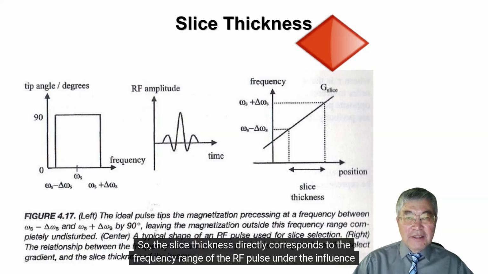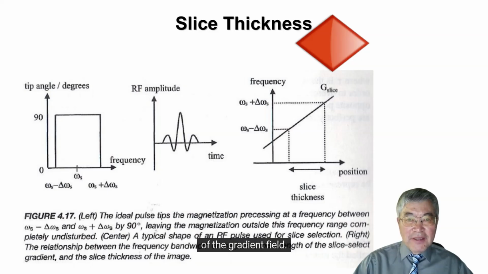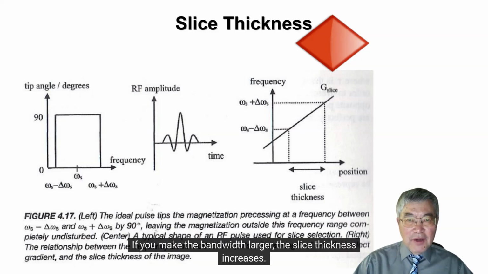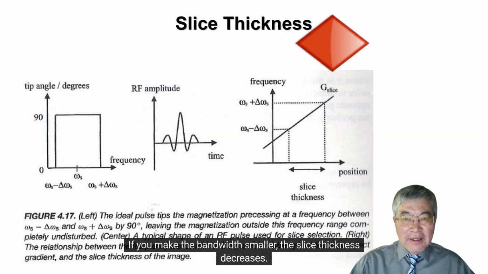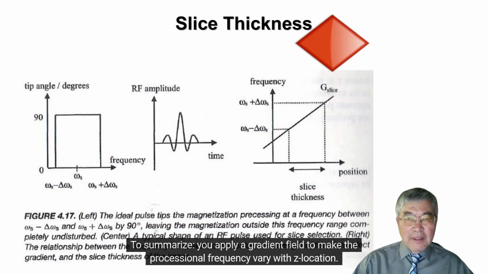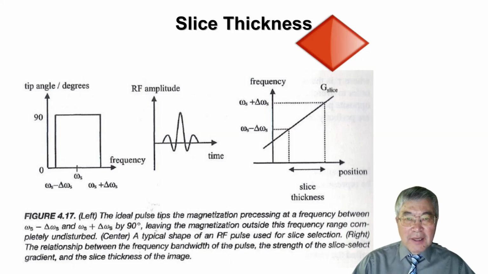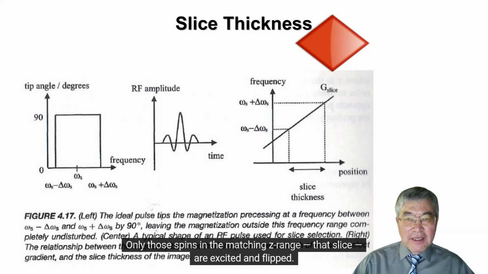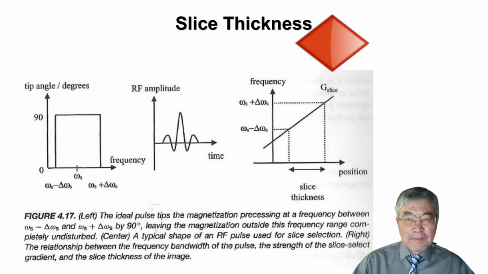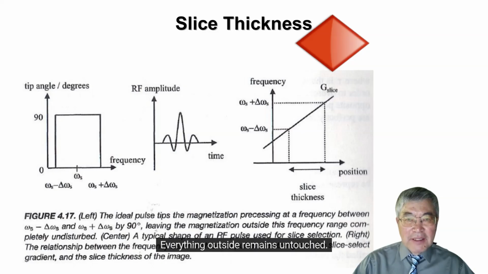So, the slice thickness directly corresponds to the frequency range of the RF pulse under the influence of the gradient field. If you make the bandwidth larger, the slice thickness increases. If you make the bandwidth smaller, the slice thickness decreases. To summarize, you apply a gradient field to make the precessional frequency vary with z location. Then you send in an RF pulse with a defined frequency band. Only those spins in the matching z range, that slice, are excited and flipped. Everything outside remains untouched. That is how slice selection in MRI works.